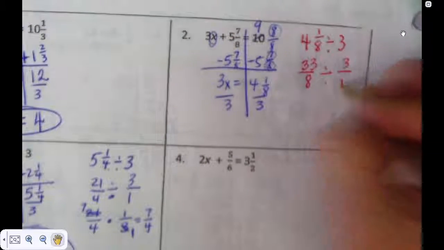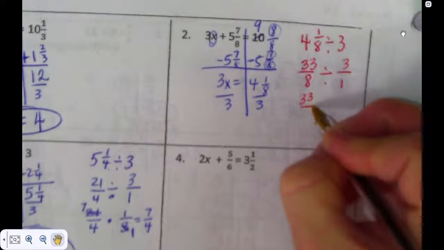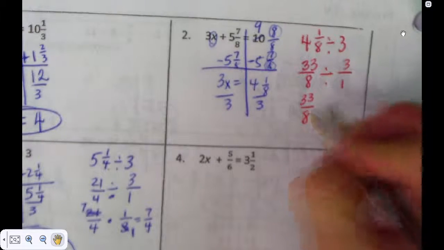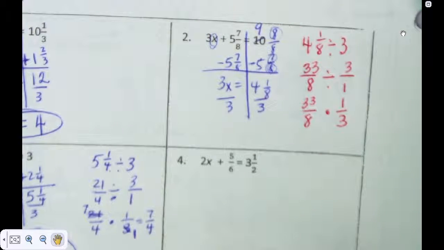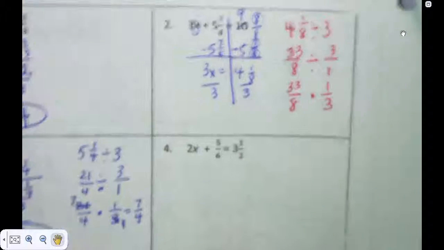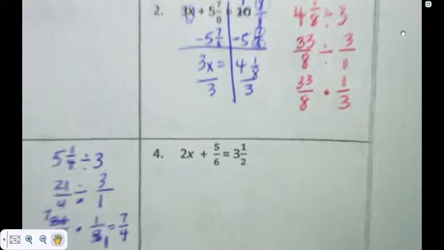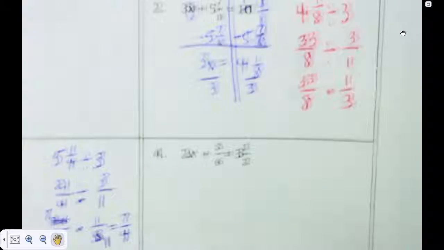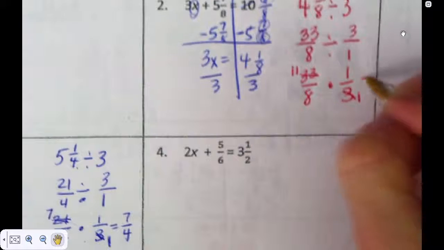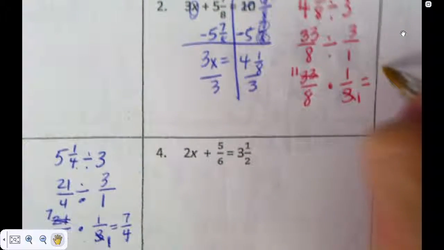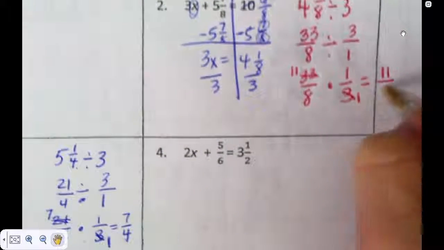Divided by 3/1. Then you're going to do what? Keep, change, flip. Yes, and you're going to simplify before you go top times top, bottom times bottom. Remember, multiplying fractions, there's no problem. So the 3 goes into 3 one time, 3 into 33 11 times. Now, top times top is 11, and 8 times 1, 8.